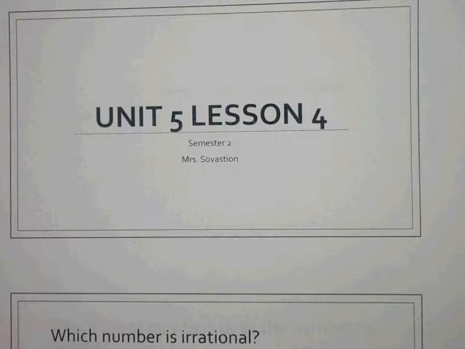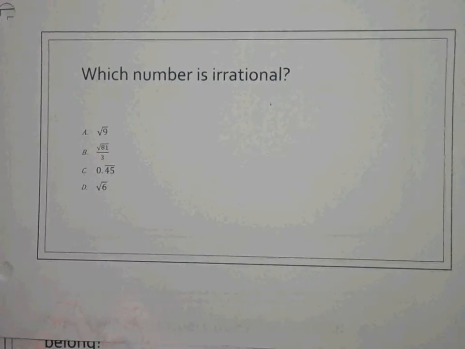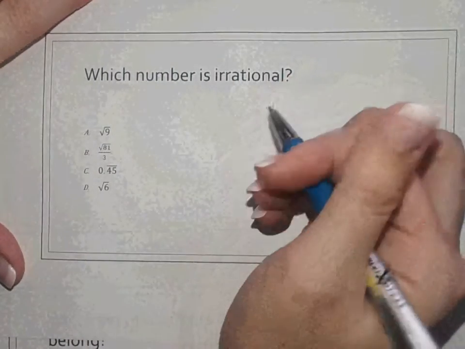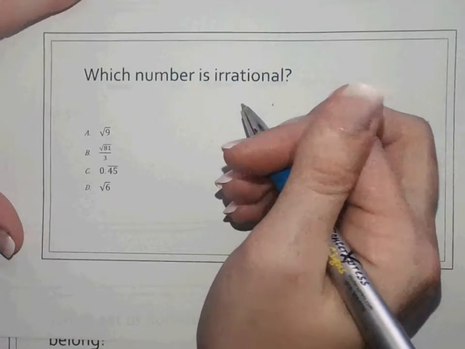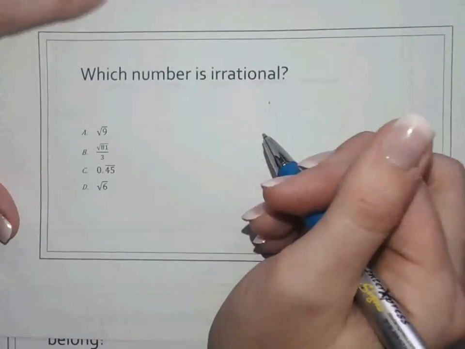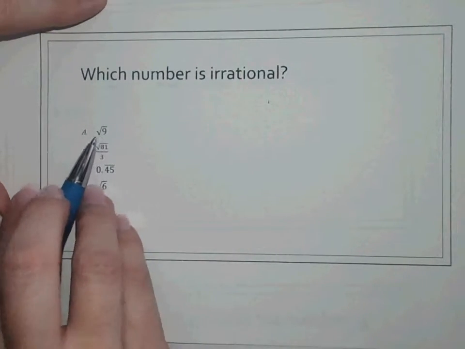We are going to look at Unit 5, Lesson 4, and this is rational and irrational numbers. Okay, so our first question is, which number is irrational? Now, irrational means that it cannot be put as a whole number, as a repeating decimal, or as a terminating decimal. So I need to simplify these a little bit so I can get a good idea.